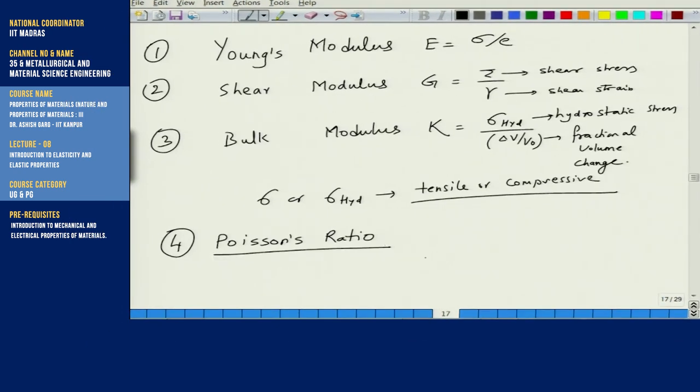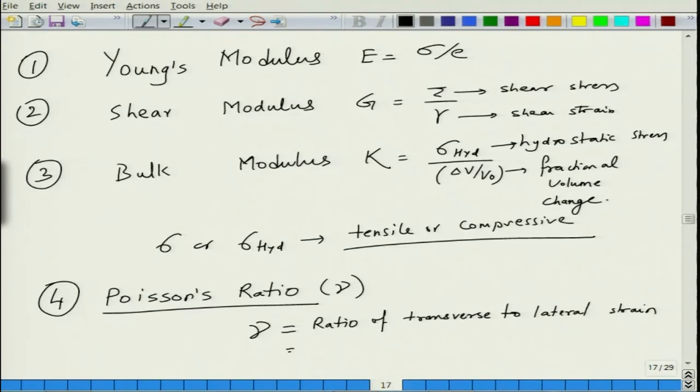Poisson's ratio for elastic behavior. So, this is defined as nu, and this nu is equal to ratio of transverse to lateral strain, which is minus of e y divided by e z. So, these are the four properties that we have. Poisson's ratio value generally for metals is about 0.33, because one of the strains is going to be negative, so negative negative cancel each other. So, metals it is about 0.33, ceramics is about 0.25, and polymers have a value of nearly 0.4.